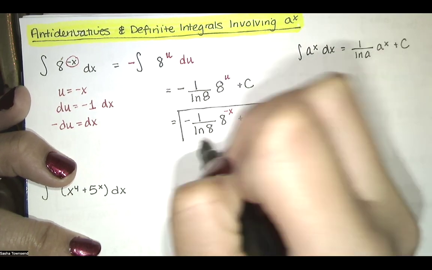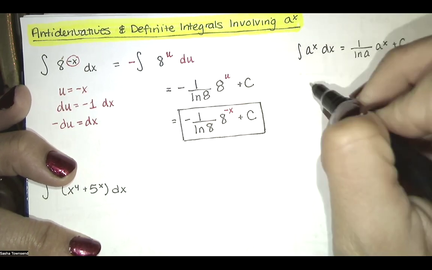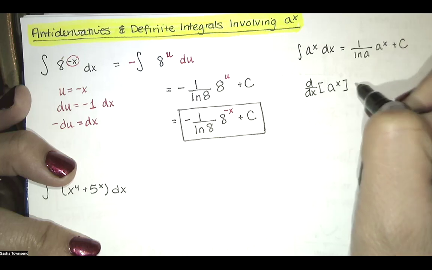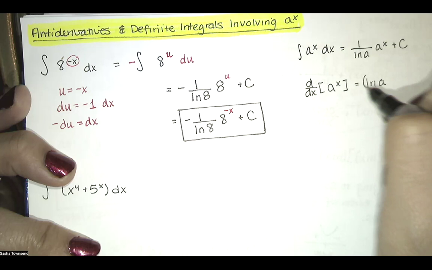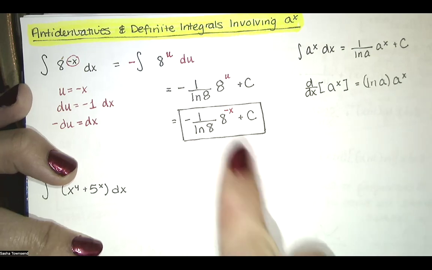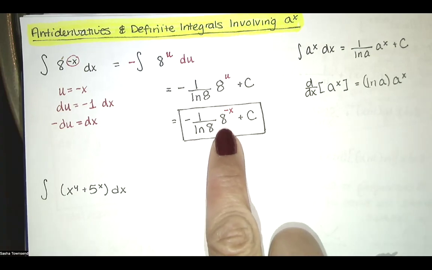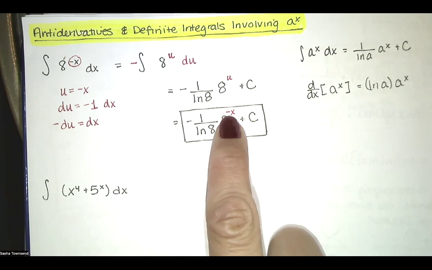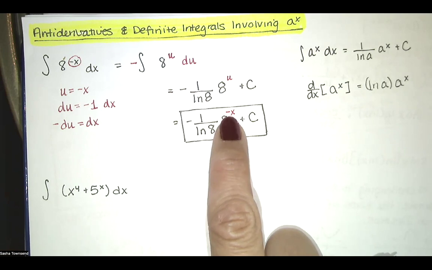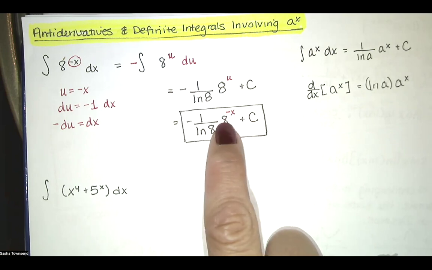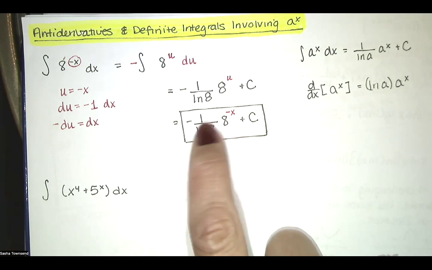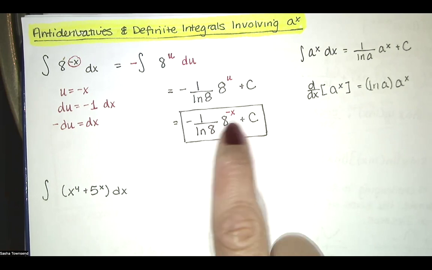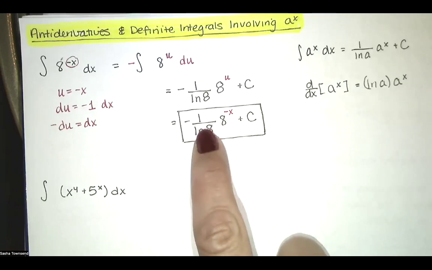If we differentiate using our basic rule for the derivative of a to the x, we get the right thing. The derivative of a to the x is natural log of the base times a to the x. So if I differentiate this, I'll have just this constant times the derivative of 8 to the negative x. So the derivative of 8 to the negative x is 8 to the negative x times the log of 8. So the natural log of 8 and the natural log of 8 in the denominator here will cancel. So we'll have just a coefficient of -1 here.